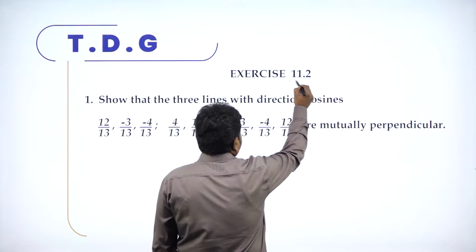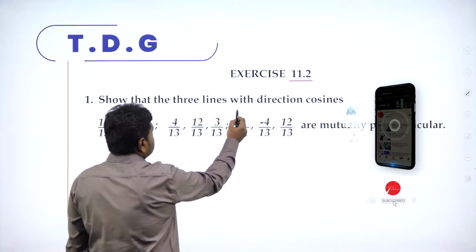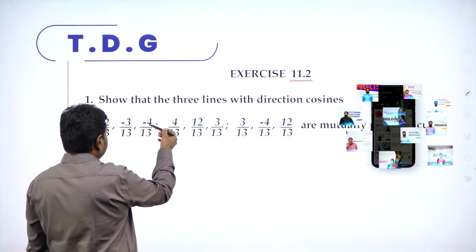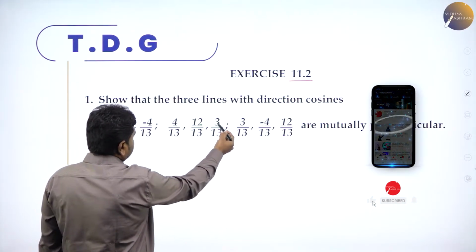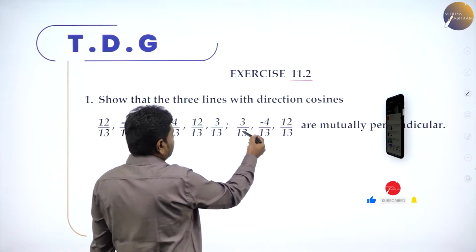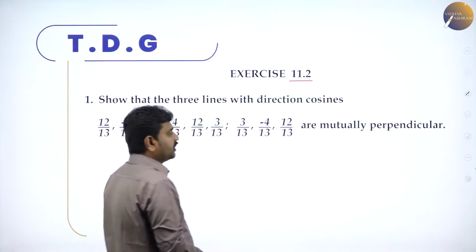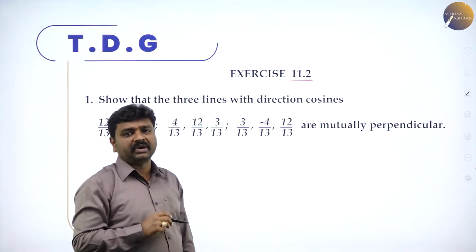Exercise 11.2. Show that the three lines with direction cosines 12 by 13, minus 3 by 13, minus 4 by 13; 4 by 13, 12 by 13, 3 by 13; and 3 by 13, minus 4 by 13, 12 by 13 are mutually perpendicular. They give direction cosines, they want you to prove they are mutually perpendicular.